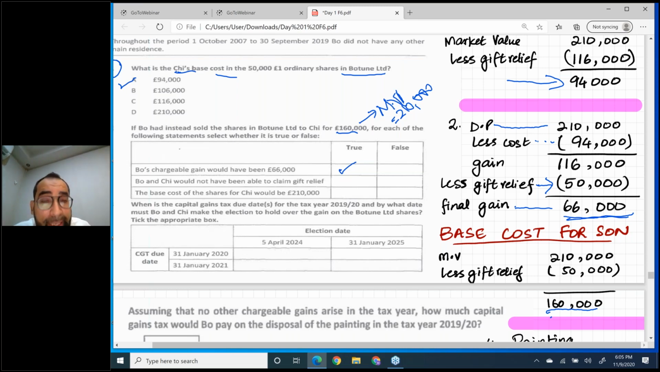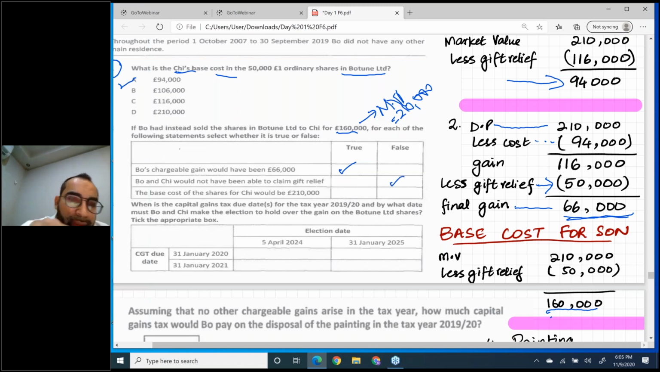Bo and Chi would not be able to claim gift relief? No, they can still claim. We have just claimed gift relief, but yes, a restricted gift relief. Not complete gift relief, but yes, they can claim. So this is false.